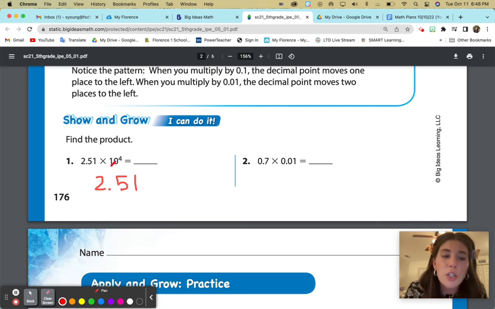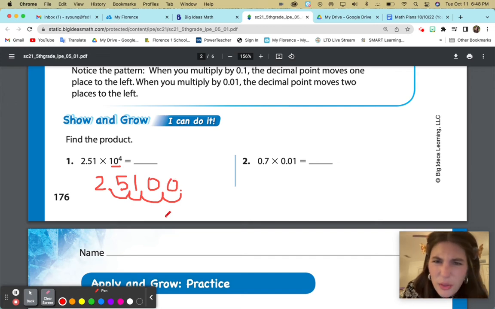Because guess what? You're multiplying by a whole number power of 10. Decimal moves to the right. I should get bigger. So I'm going to move 4 times. 1, 2, 3, 4, and I'm going to plop my new one. And guess what I'm going to do here? I'm going to fill in with zeros. Well, look at this. All those digits are on the left-hand side of a decimal point. That means that this is a whole number.